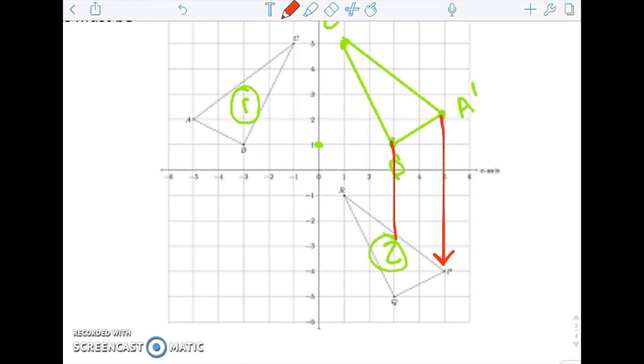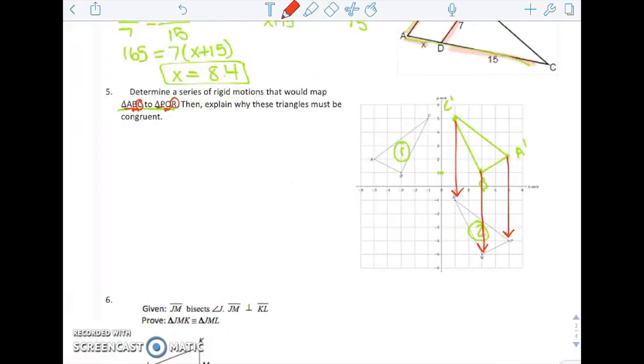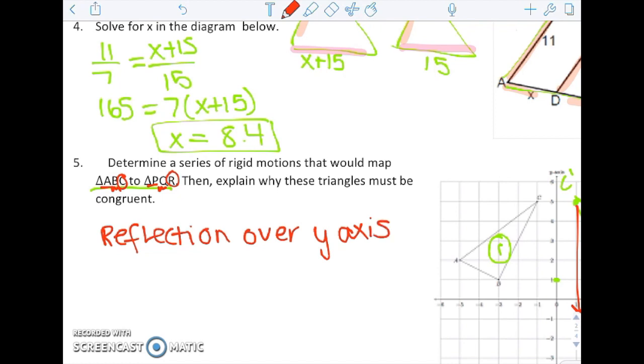B, that's a B, not a D, could map to Q just by moving down. And C could map to R just by moving down. So what it looks like happened there, given that those vectors are all the same length and they're all parallel, is a translation. So what I would say here is a reflection over the y-axis, and then a translation, and be very specific, down however many that was.